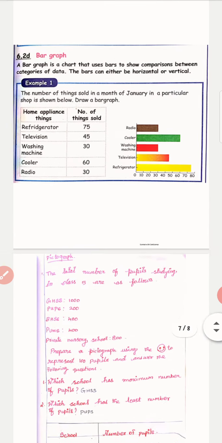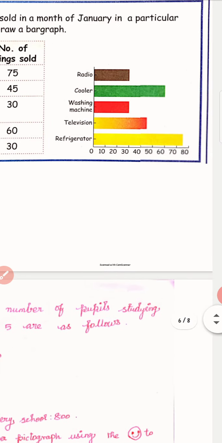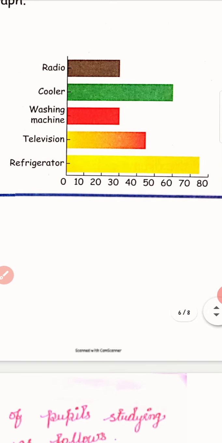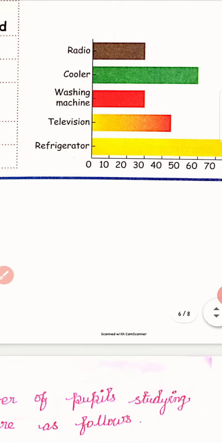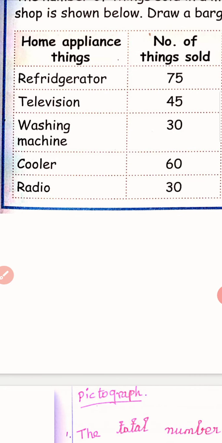Let's see the sum. The number of things sold in the month of January in a particular shop is shown below. Draw a bar graph. With the given data, we draw the bar graph. So what are the things they have given? Refrigerator, television, washing machine, cooler, radio.